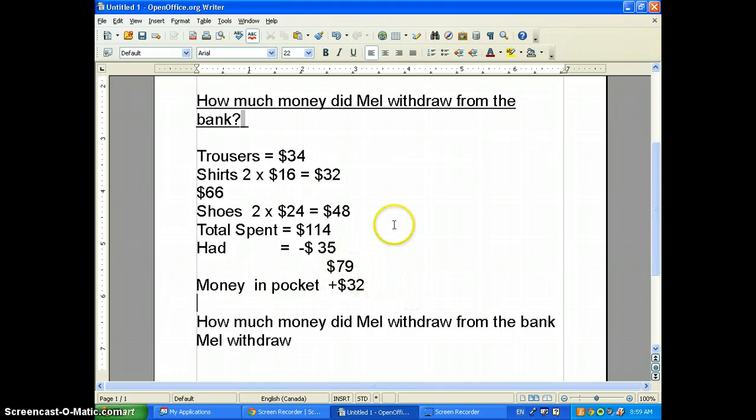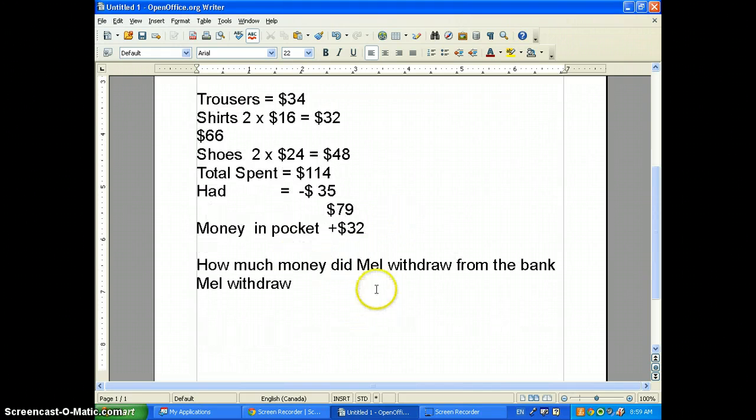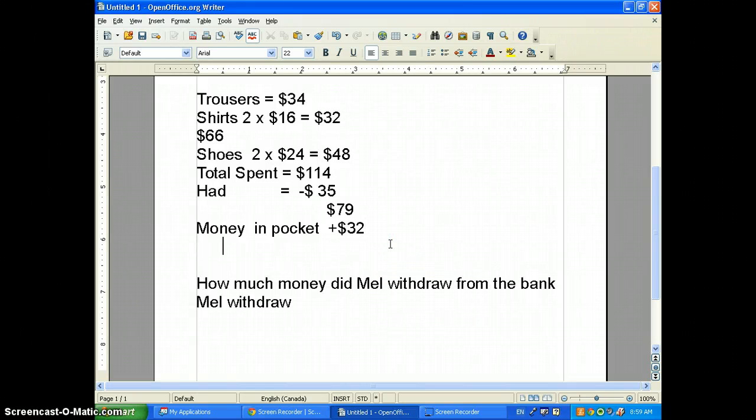Okay? So 9 plus 2 is 11. Carry the 1. 7 plus 3 is 10, plus 1 is 11. There's your answer. Mel withdrew $111 from the bank.